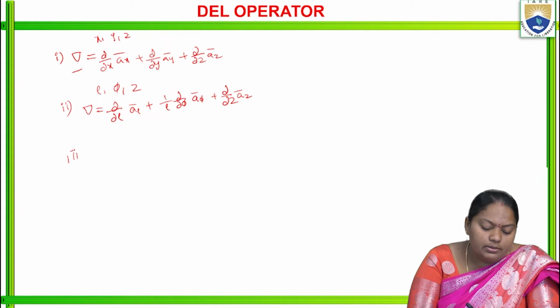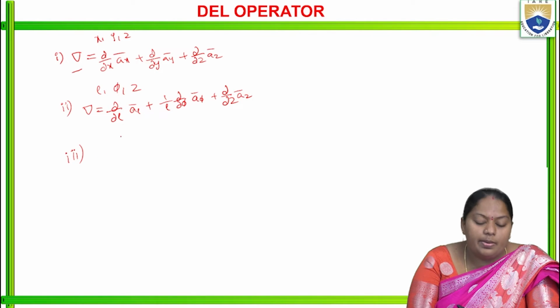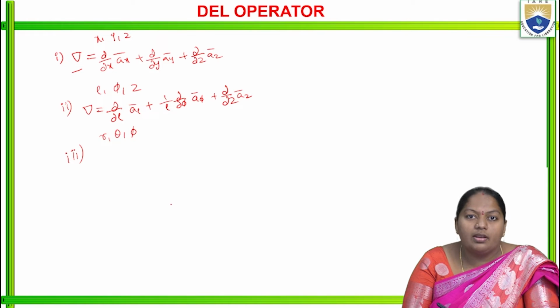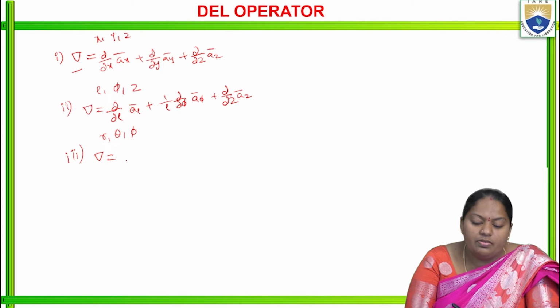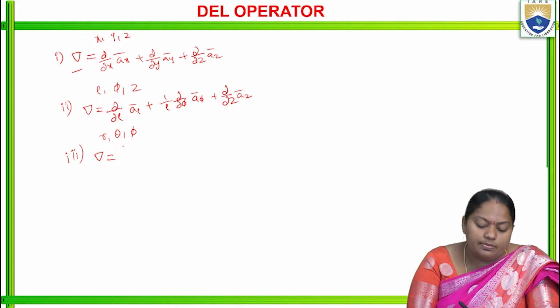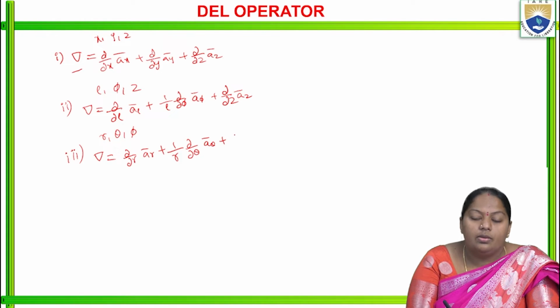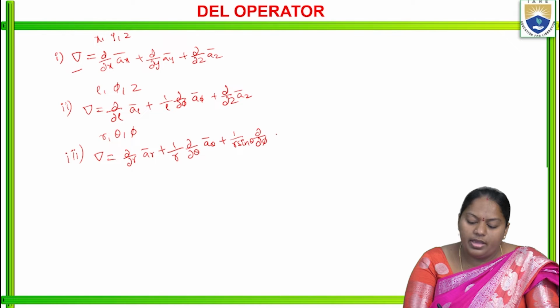Now coming to the third type of coordinate system, the variables are given by r, theta, phi. Those are also called polar coordinate system variables. The del operator for the third type, the spherical coordinate system, is given as del is equal to dou by dou r into ar plus 1 by r dou by dou theta into a theta plus 1 by r sin theta into dou by dou phi into a phi.